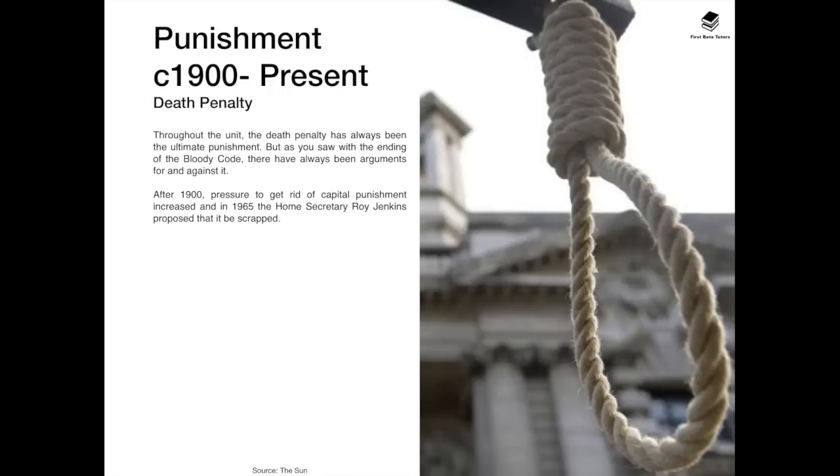The death penalty. Throughout the unit, the death penalty has always been the ultimate punishment. But as you saw with the ending of the Bloody Code, there have always been arguments for and against it. After 1900, pressure to get rid of capital punishment increased, and in 1965, the Home Secretary, Roy Jenkins, proposed that it be scrapped entirely.